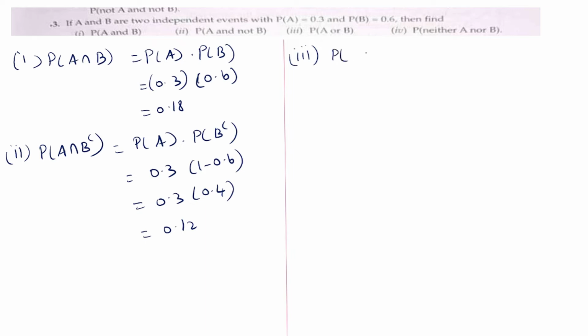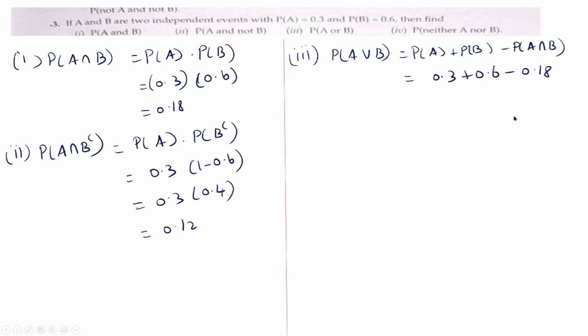Third subdivision, probability of A or B. A or B means probability of A union B. So it is equal to probability of A plus probability of B minus probability of A intersection B. So it is equal to 0.3 plus 0.6 minus 0.18. So it is 0.72.